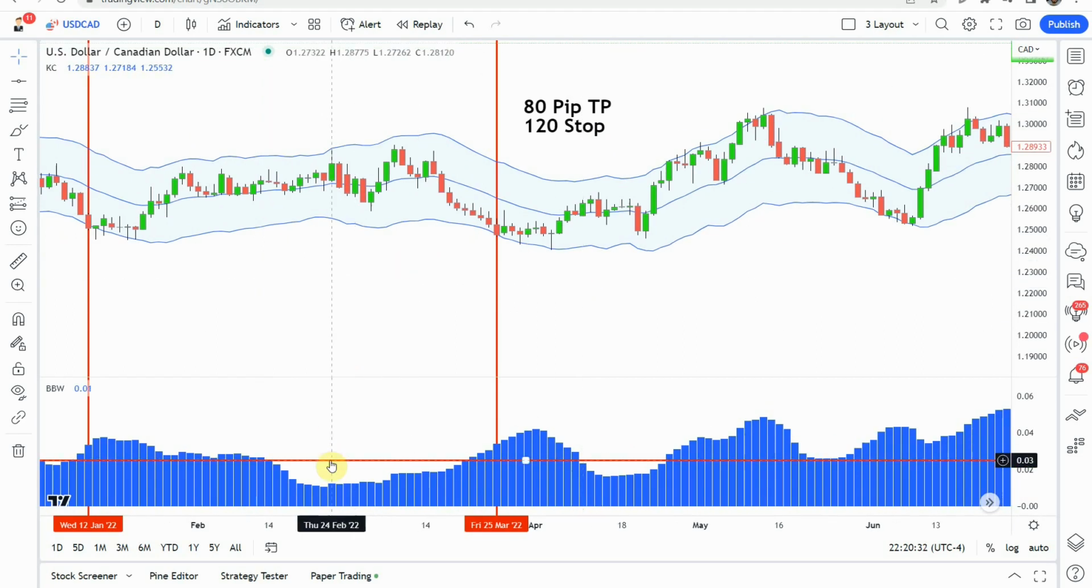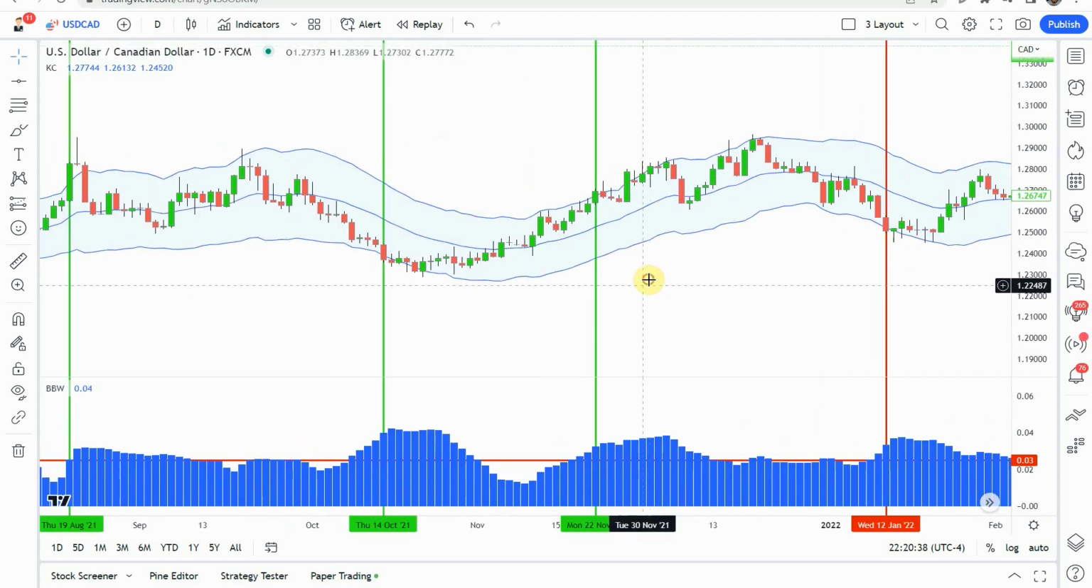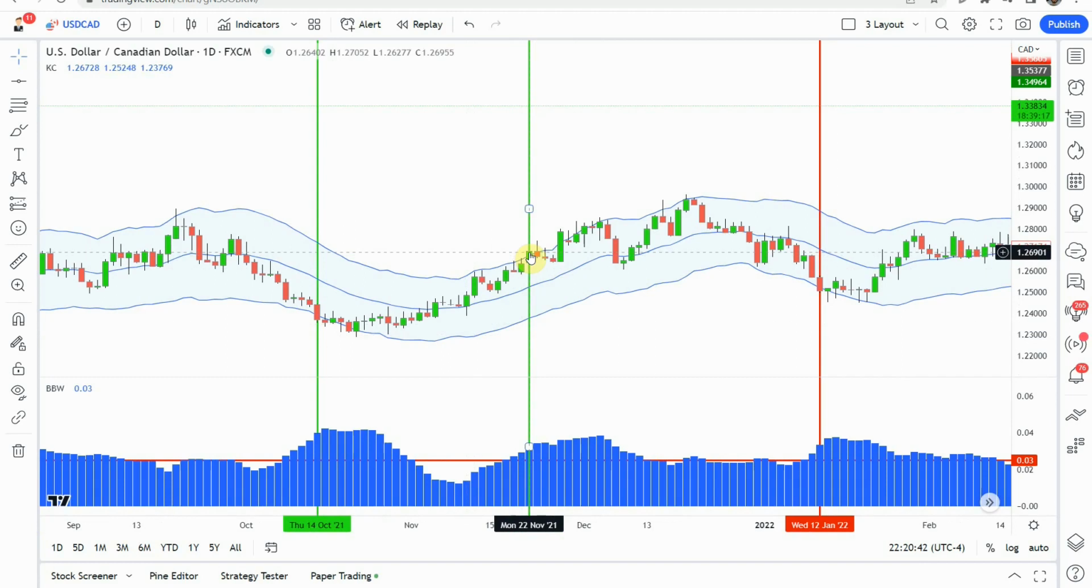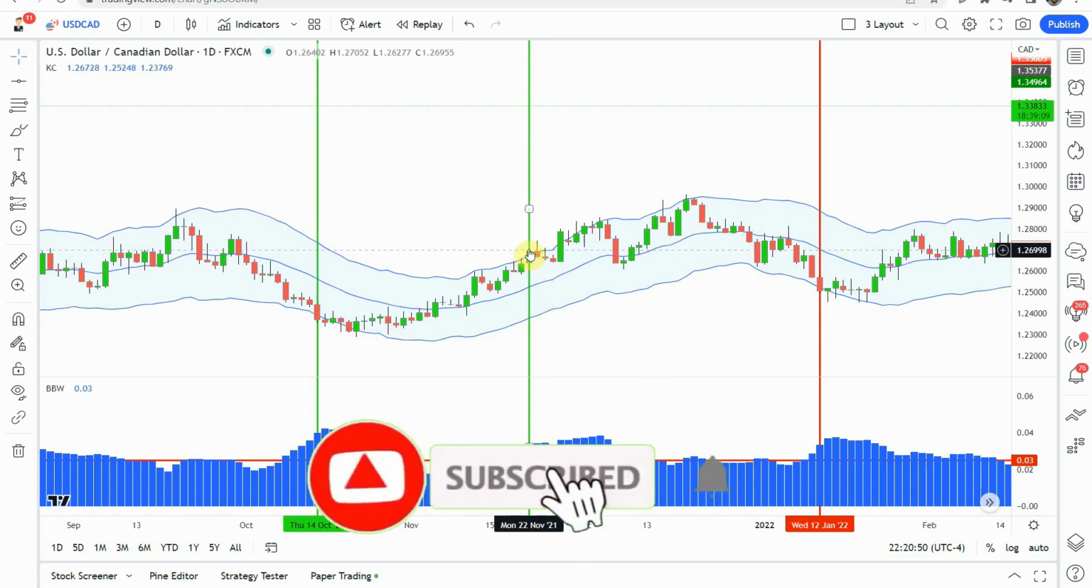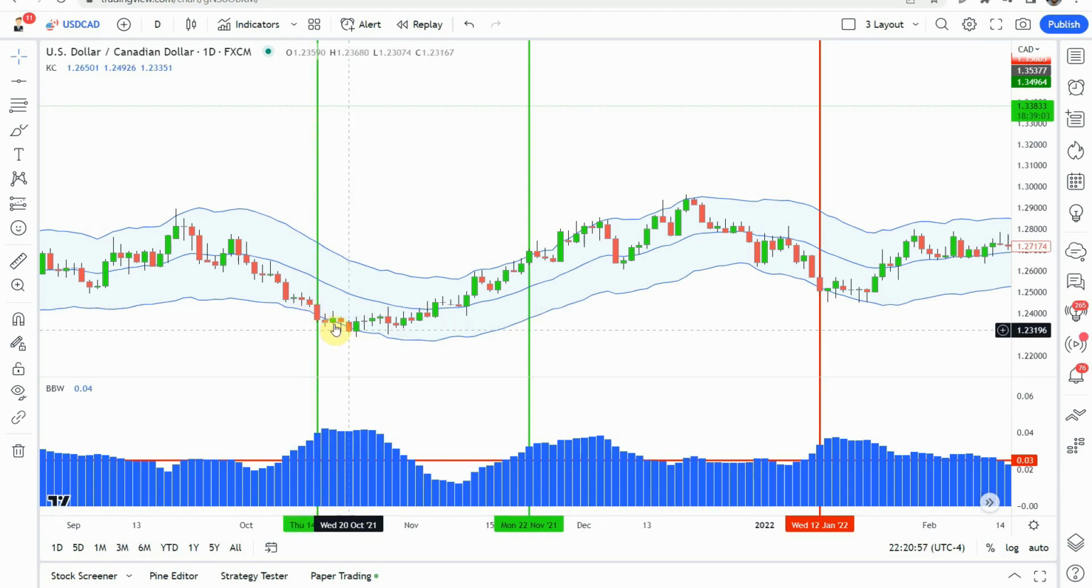All right, now that we have that set up, that is the hardest part of setting up the strategy. What we're going to do now is look for the price action to break either above the Keltner channel or below the Keltner channel. If it breaks above the Keltner channel, we are looking for longs. If we break below the Keltner channel, we are looking for shorts.